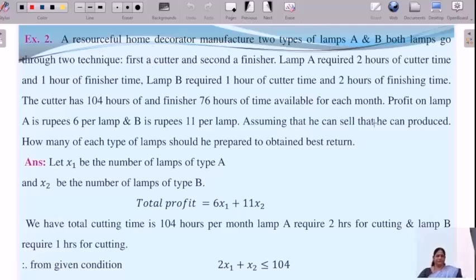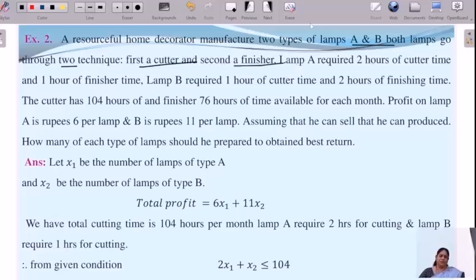Read carefully. A resourceful home decorator manufactures two types of lamp, A and B. To prepare a lamp, he has to go through two techniques. First is the cutter and second is the finisher.